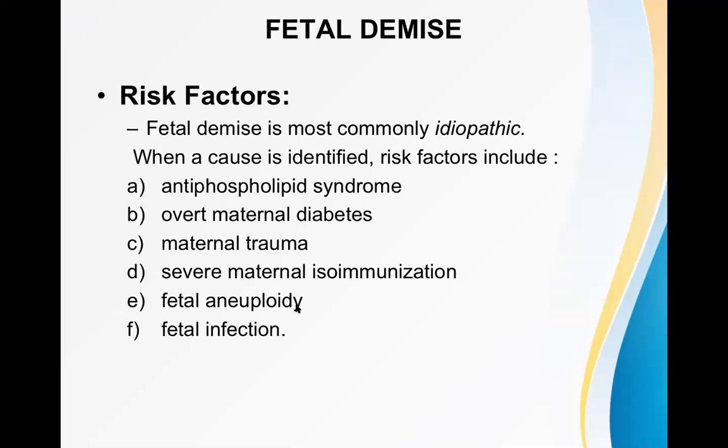Fetal aneuploidy. Now let me ask this question for you. What is aneuploidy? Anybody? Aneuploidy is the presence of abnormal number of chromosomes in a cell. Very good. Excellent answer. Normally we have 46 chromosomes, but in aneuploidy we may have 45 or 47. So if it is not 46, we call it aneuploidy.